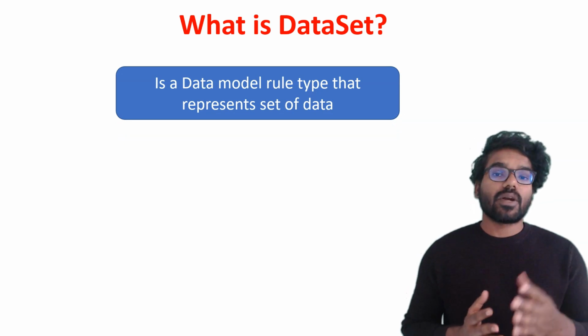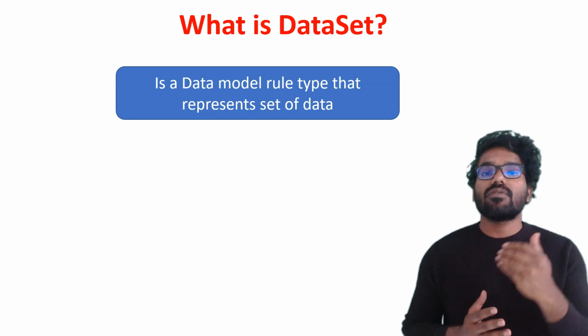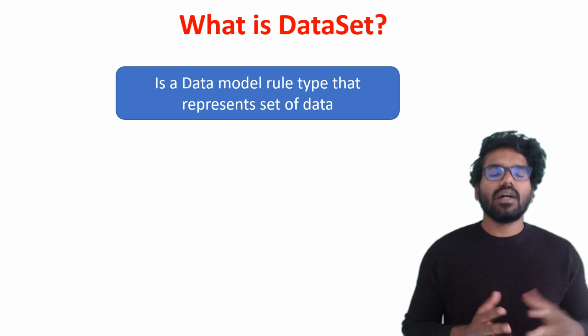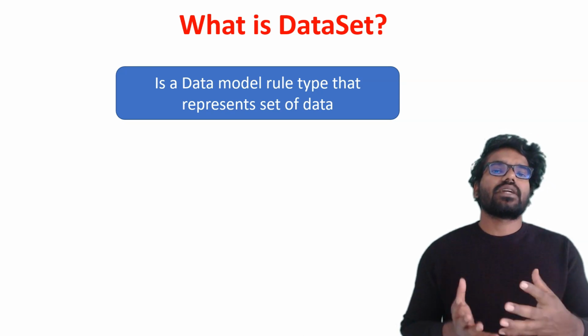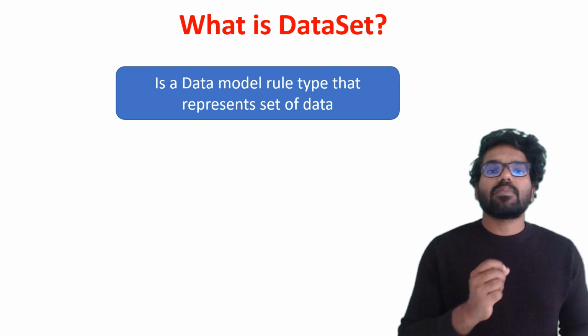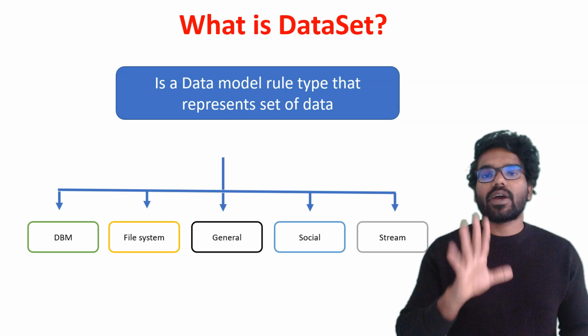For example, if your application needs to connect to a Kafka source, then you can create a data set of type Kafka and then you can get that data into your Pega application. On a broader scope, data set type or source can be divided into 5 categories.